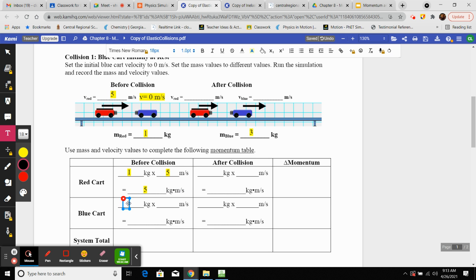Blue car. What was the mass of that guy? 3. What was its speed, though? 0. If something is not moving, what is its momentum? 0. Simple.